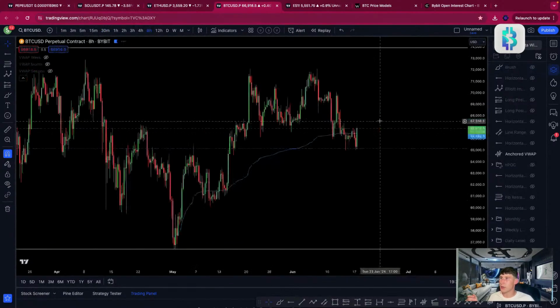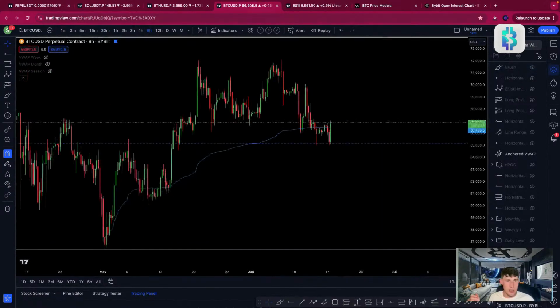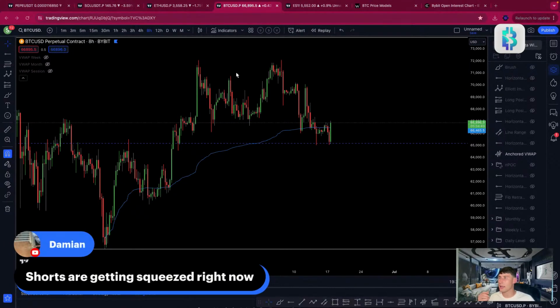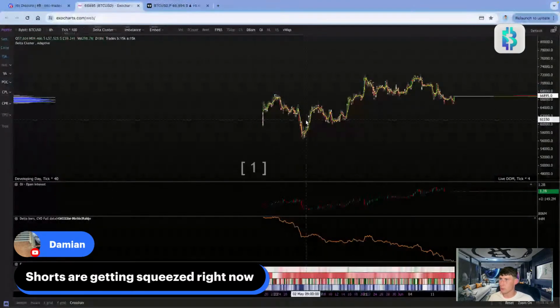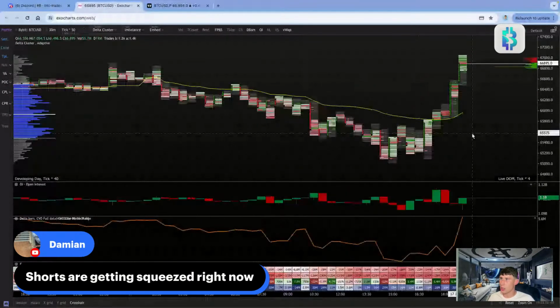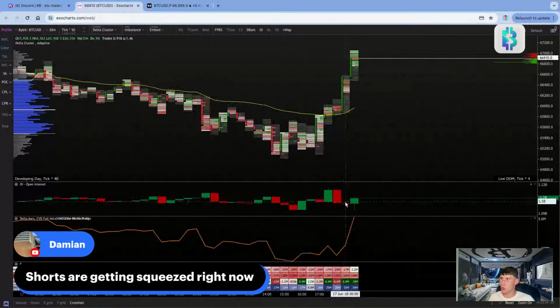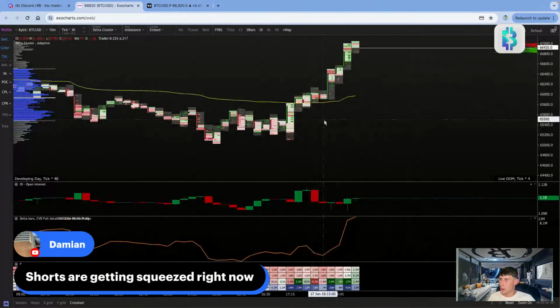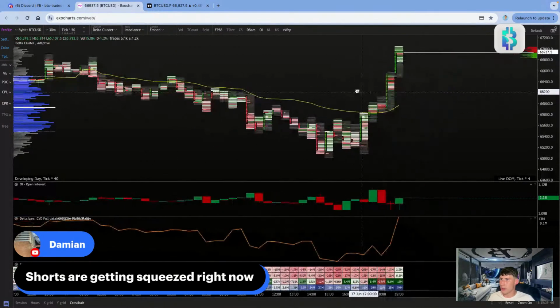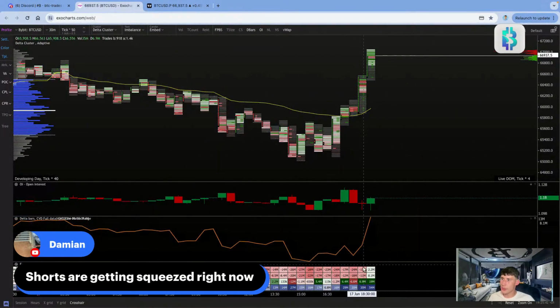So yeah, we are getting a nice bounce towards the upside. But I'll quickly check the comments. Shorts are getting squeezed right now. Let's have a look at that. Yeah, so here you can see that shorts are being squeezed. In this candle here, you can see shorts are being squeezed. Let's go to like a 15-minute, maybe. No, 30 minutes is probably better. So yeah, shorts were being squeezed here, shorts are being squeezed out here.